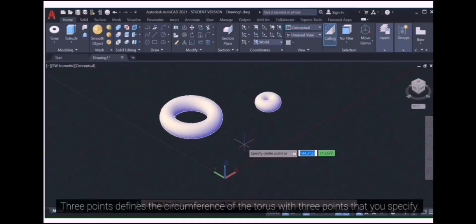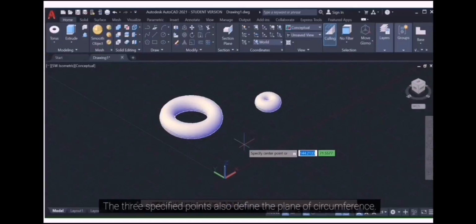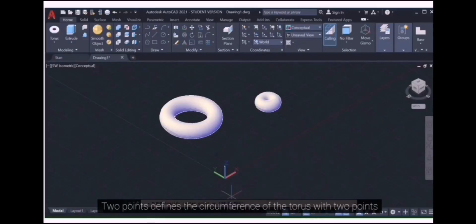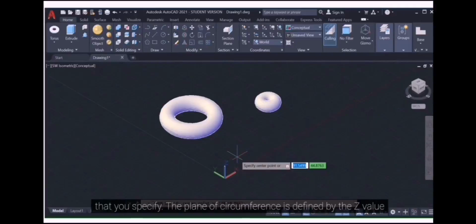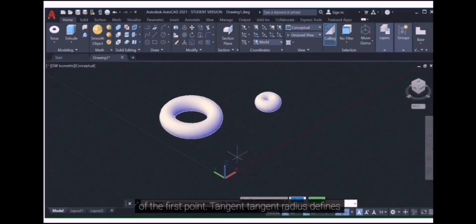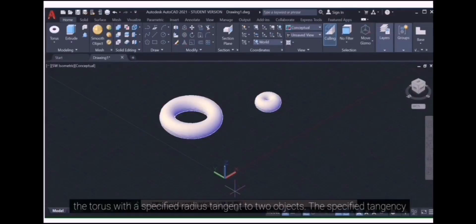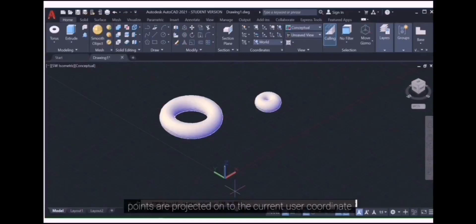3 points defines the circumference of the torus with 3 points that you specify. The 3 specified points also define the plane of circumference. 2 points defines the circumference of a torus with 2 points that you specify. The plane of circumference is defined by the z value of the first point. Tangent radius defines the torus with a specified radius tangent to two objects. The specified tangent points are projected onto the current user coordinate system.